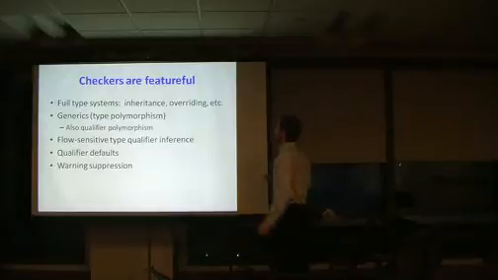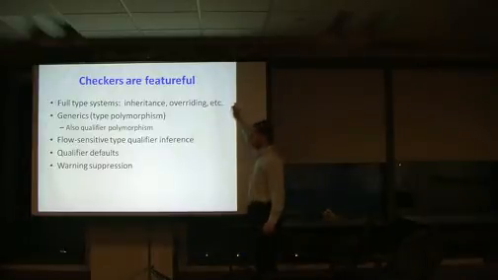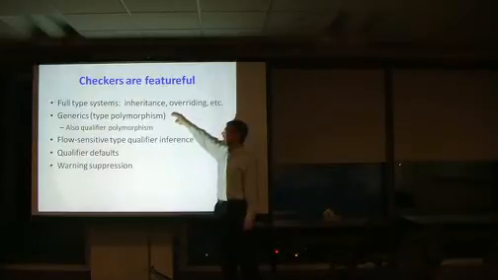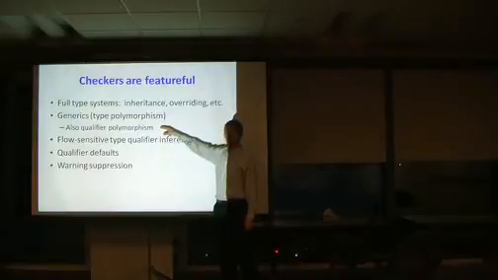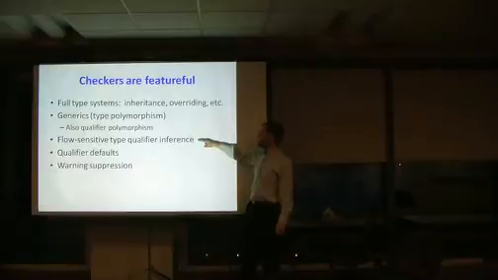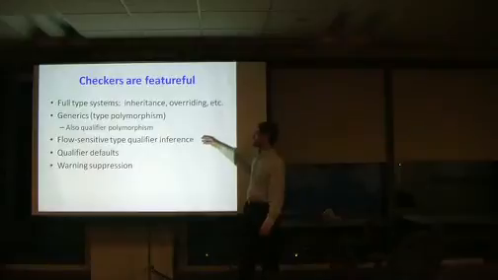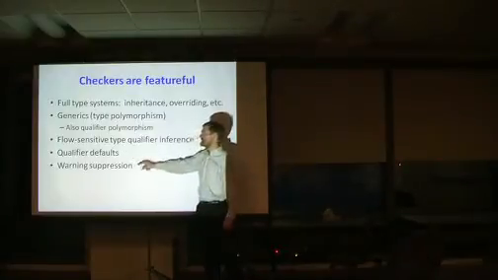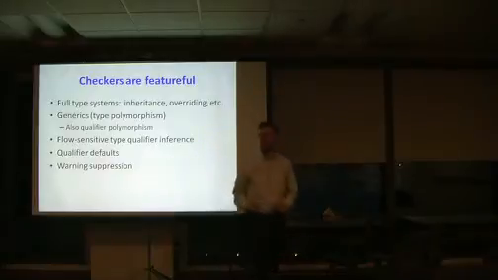So the checkers are actually fairly rich. They handle inheritance, they handle overriding, they handle polymorphism on types, that is generics, and they handle polymorphism on qualifiers. We talked about that a little bit ago. They have this flow-sensitive type qualifier inference that some of you asked about when we saw it, noticing that even though you declared something as nullable, it's really non-null, so we'll just treat it that way. You can customize the defaults, you can suppress warnings, and there are a bunch of other features like that.